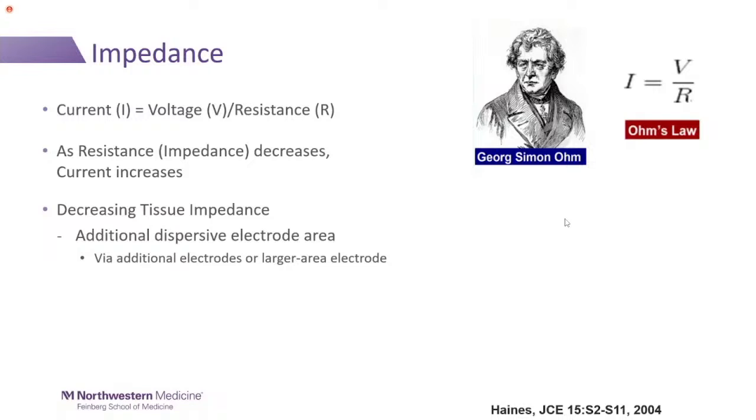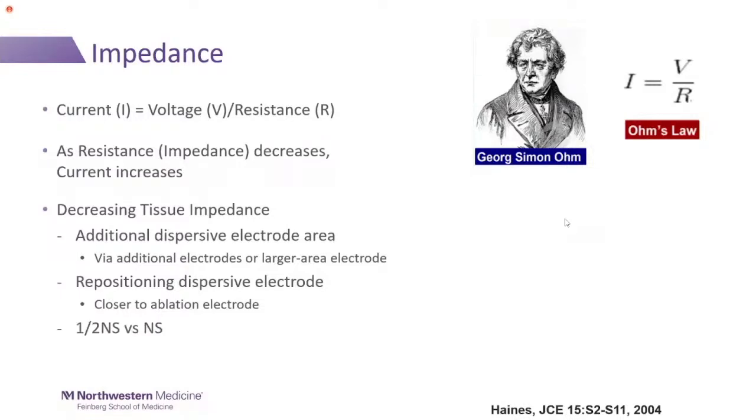So you can use additional electrodes or larger electrodes. You can reposition the dispersive electrode. No one does this, but in theory, if you move that closer to the ablation electrode, you can decrease the tissue impedance. Half normal saline.